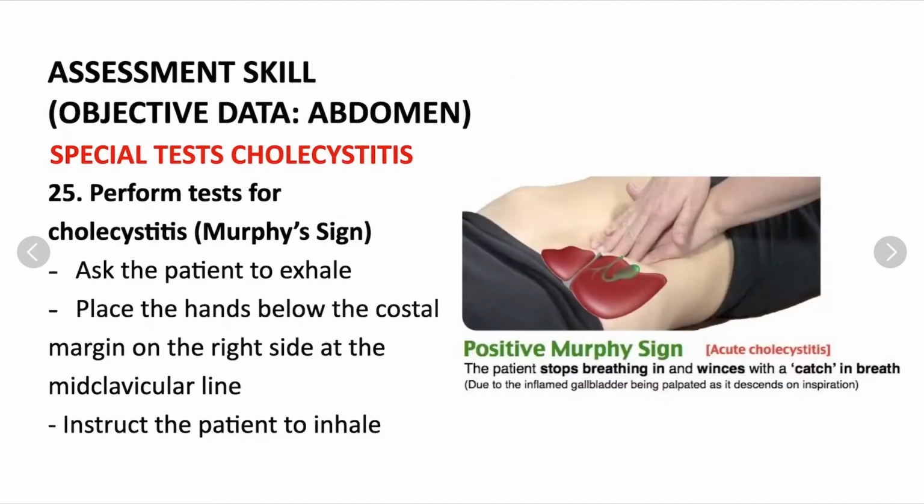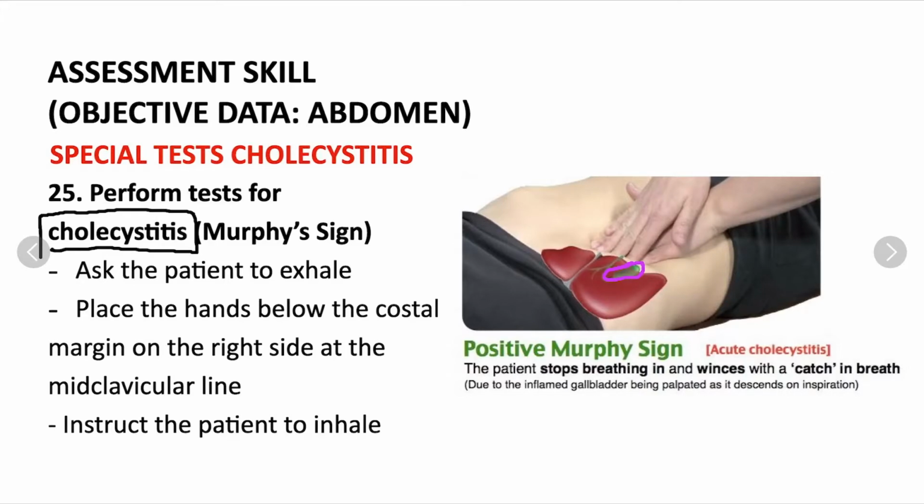Therefore, you could say that the patient is positive for hypersensitivity, and there is a probability that he or she has appendicitis. Last but not the least, for our assessment skills, we have our special test for cholecystitis. When we say cholecystitis, what organ is involved? It involves the gallbladder, which, as I said before, is the so-called non-essential organ because it just stores bile.